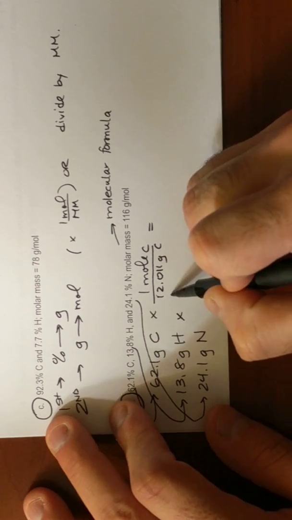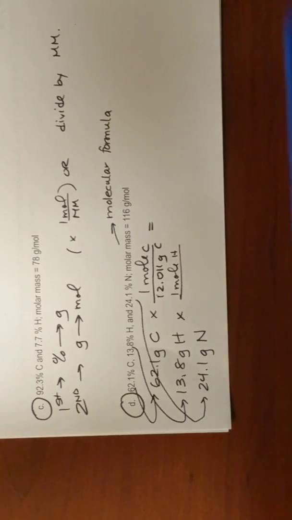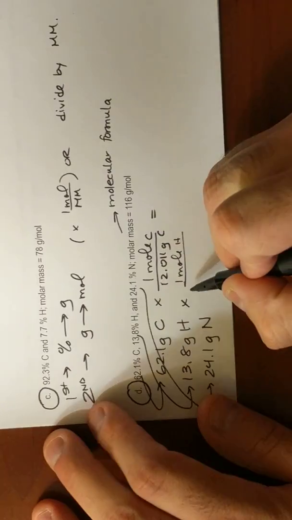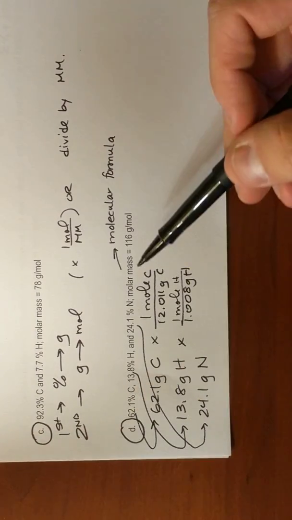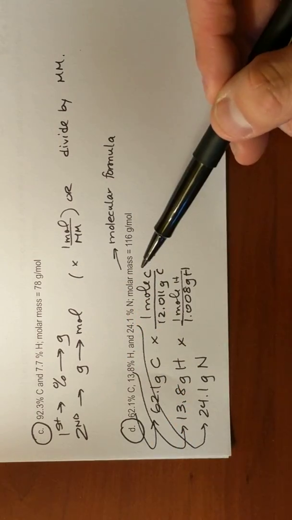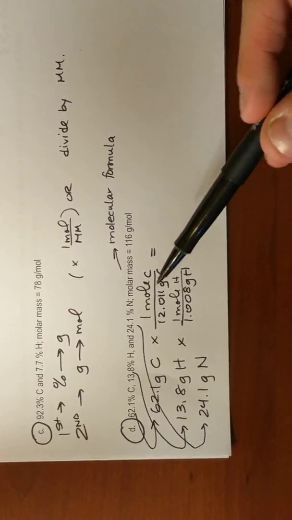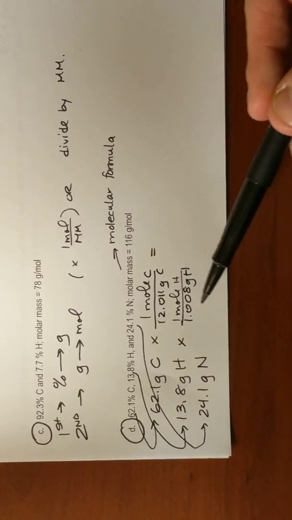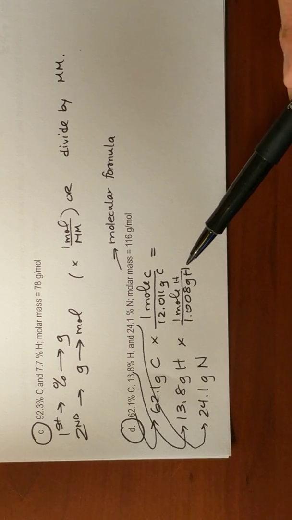Same thing for hydrogen, 1 mole of hydrogen over 1.008 grams of hydrogen. And remember what the molar mass means. If I have a mole of that element, the mass of that mole will be 12.011 grams. So a mole of carbon will be 12.011 grams of carbon. If I have a mole of hydrogen, the mass of 1 mole of hydrogen will be 1.008 grams of hydrogen.